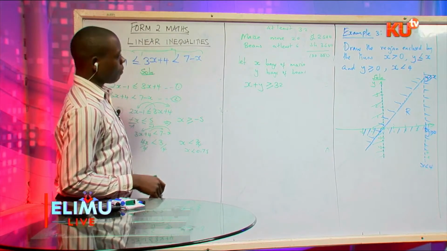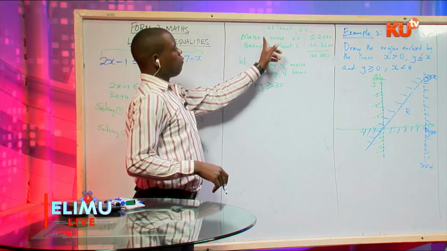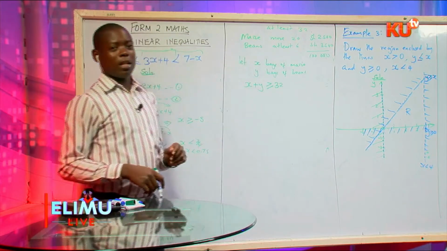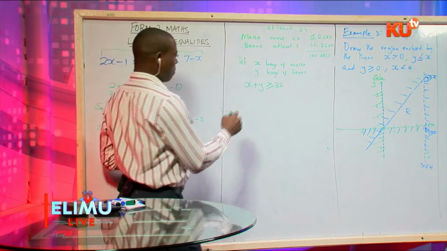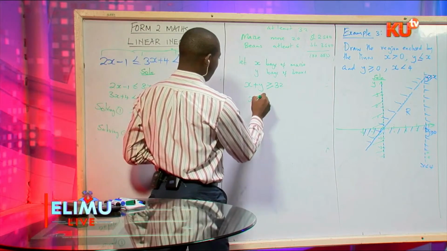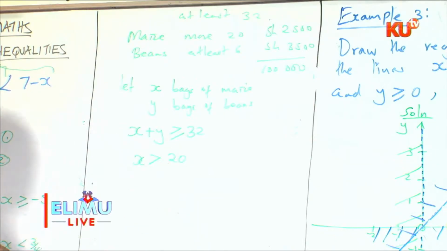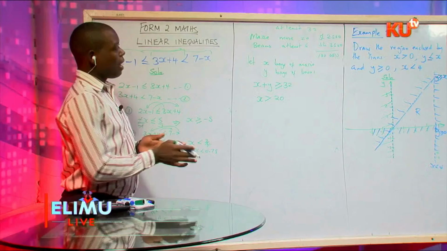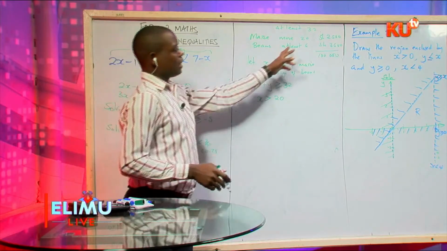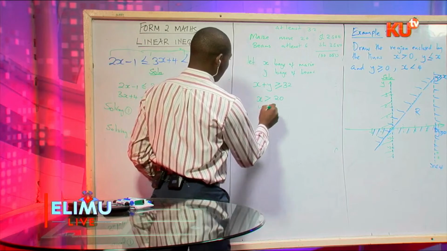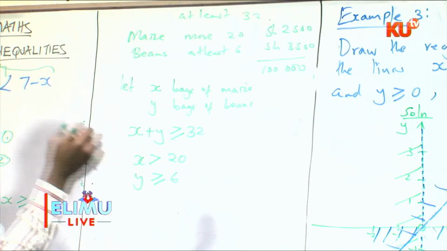The number of bags of maize is supposed to be more than 20. So that means X should strictly be greater than 20. And the number of bags of beans should be at least 6. That is now Y greater than or equal to 6.